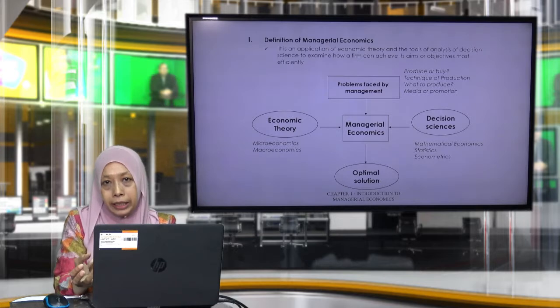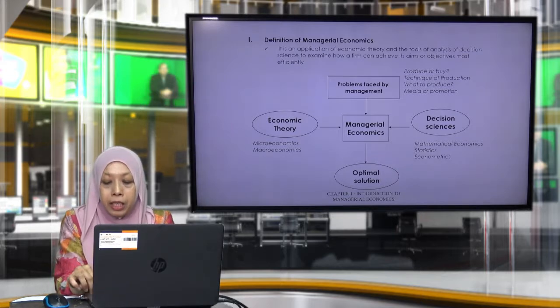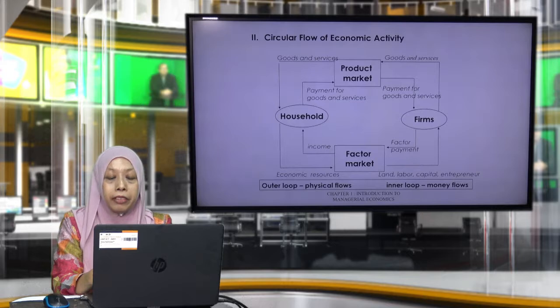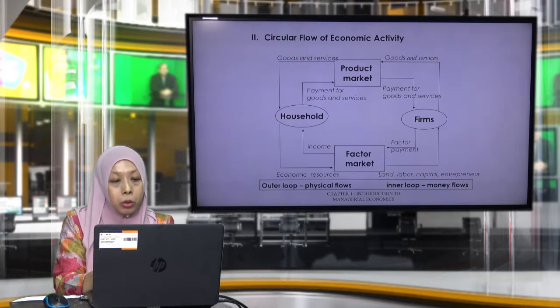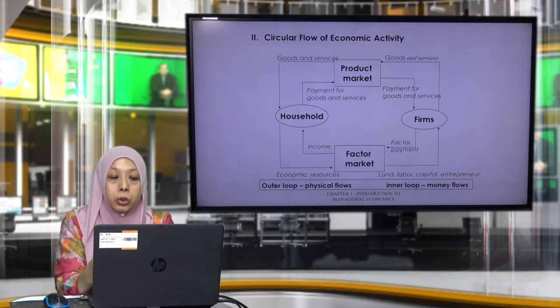The circular flow of economic activity provides you with a picture of the role played by the firms. We are only concentrating on a 2-sector model where we have the household and the firms. The household is the owner of the resources, and they are also the users or consumers of goods and services produced by the firms. And firms are the ones who combine all the resources and convert them into goods and services.